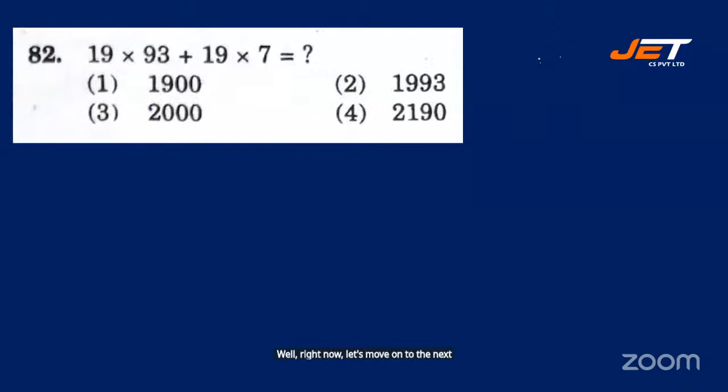We have 19 into 93 plus 19 into 7, what is it? So here we can use our property. You can take 19 out. So then you will have 93 plus 7, isn't it? So 19 into 93 plus 7 is what?